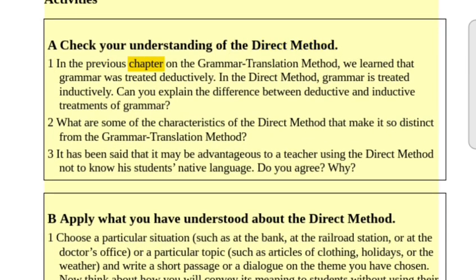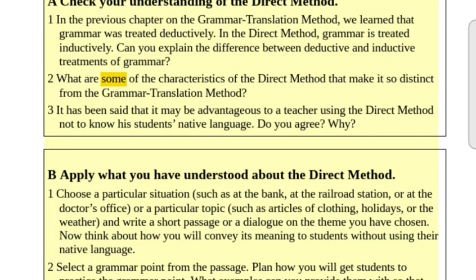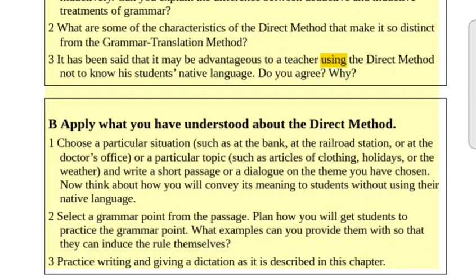Activities that check your understanding of the direct method. 1. In the previous chapter on the grammar translation method, we learned that grammar was treated deductively. In the direct method, grammar is treated inductively. Can you explain the difference between deductive and inductive treatments of grammar? 2. What are some of the characteristics of the direct method that make it so distinct from the grammar translation method? 3. It has been said that it may be advantageous to a teacher using the direct method not to know his student's native language. Do you agree? Why?